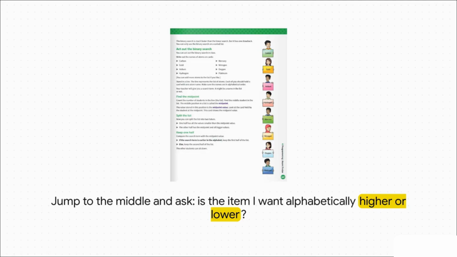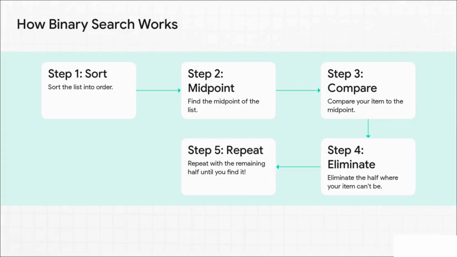So here's the core strategy. Instead of starting at the beginning, you jump straight to the middle of your sorted list. You look at that middle item and you ask one simple question: is the atom I'm looking for alphabetically before this one or after this one? Think about the power of that for a second. With just one comparison, you've instantly eliminated half of the entire list.